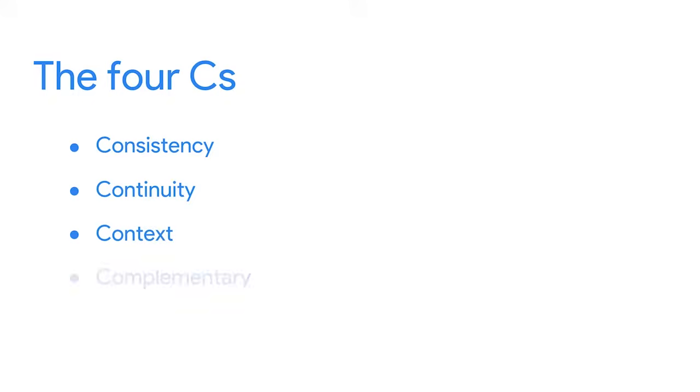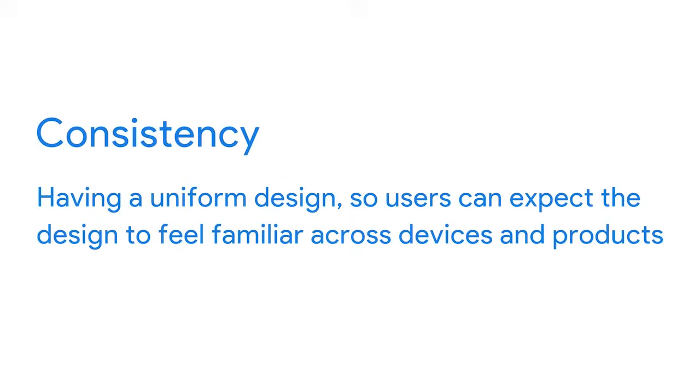As we design for more than one device, we have to be sure that we're providing a smooth experience across all devices. To do that effectively, we have to design with the 4 C's in mind: consistency, continuity, context, and complementary. Consistency means having a uniform design, so users can expect the design to feel familiar across devices and products. Take Google, for example. When you log into any Google product, you'll always find your profile in the top right of your screen. This placement might seem like a minor detail, but when users know that they can always find their profile in the top right of their screen, it creates a consistent user experience.